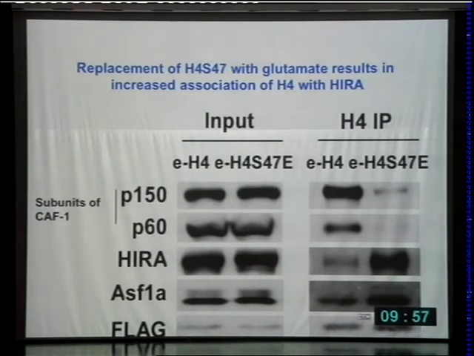So here is an IP Western blot experiment. We purified H4 or H4S47 mutant by IP from 293T cells. This is a loading control. You can see that significantly less CAF1 co-purified with the mutant compared to wild-type H4, as detected by both subunits of CAF1. In contrast, significantly more HIRA co-purified with the H4S47 mutant than wild-type H4. These results support the idea that this phosphorylation can increase the binding affinity of HIRA with H3.3-H4 and reduce the binding affinity of H3.1-H4 to CAF1.